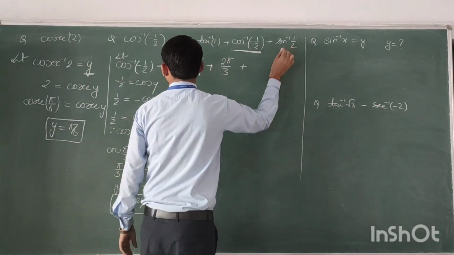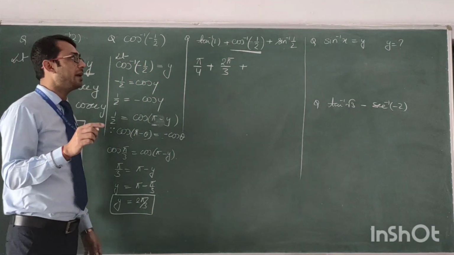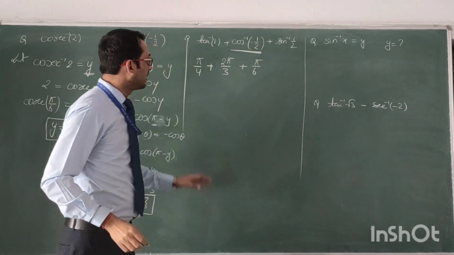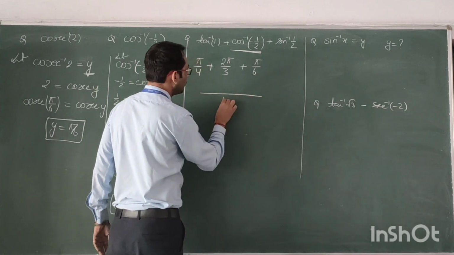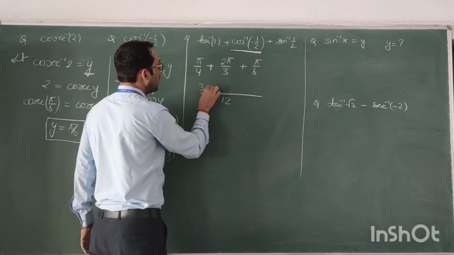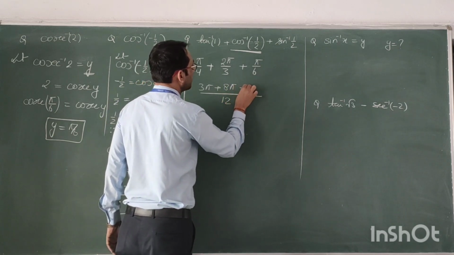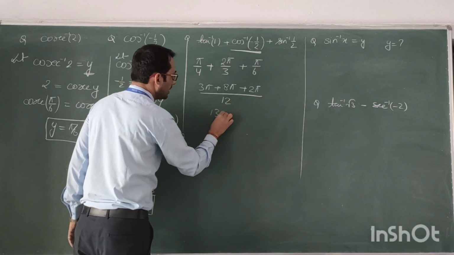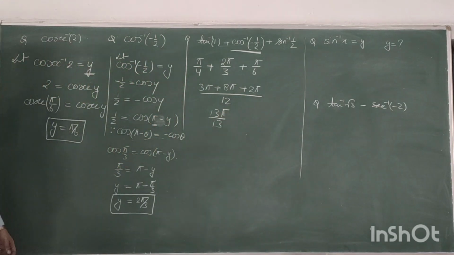Plus in sine, what is the value of 1 by 2? In sine, what is the value of 1 by 2? It is pi by 6. Now I am taking LCM. Its LCM will be 12. 3 pi plus 8 pi plus 2 pi. 13 pi by 12 will be the value of this.